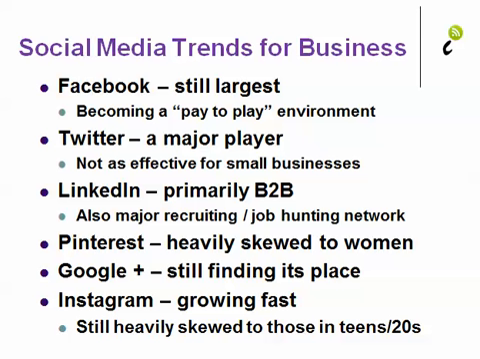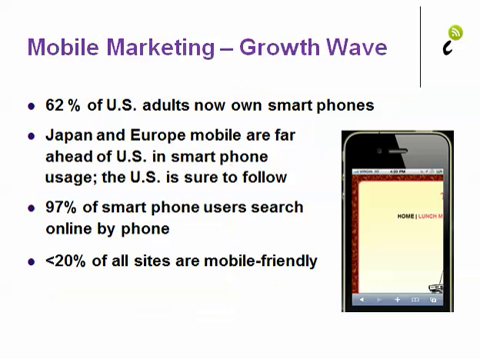Trends, social media trends. We're going to be talking a little bit about all of these guys in your classes. Just know these are the big six: Facebook, Twitter, LinkedIn, Pinterest, Google+, and Instagram. Those are by far the biggest of the hundreds that are out there. The next slide, this is where the growth is right now in internet, is the mobile marketing. 62% of U.S. adults now own smartphones, and actually a whole lot of kids do too.